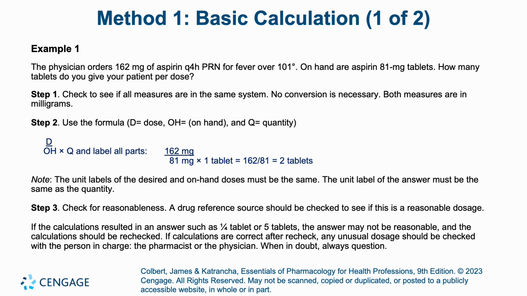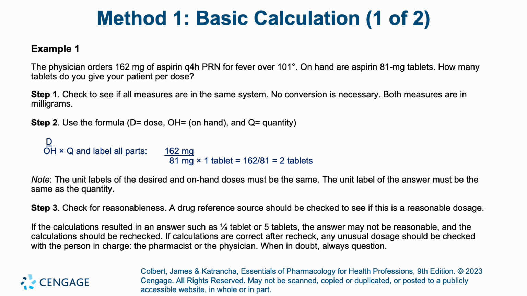Step 3, check for reasonableness. A drug reference source should be checked to see if this is a reasonable dosage. So for example, if you ended up getting the answer was 10 tablets. Usually when we're giving someone a dose of medication, we're not expecting them to take 10 pills of the same medication. So stop and ask yourself, does this make sense?